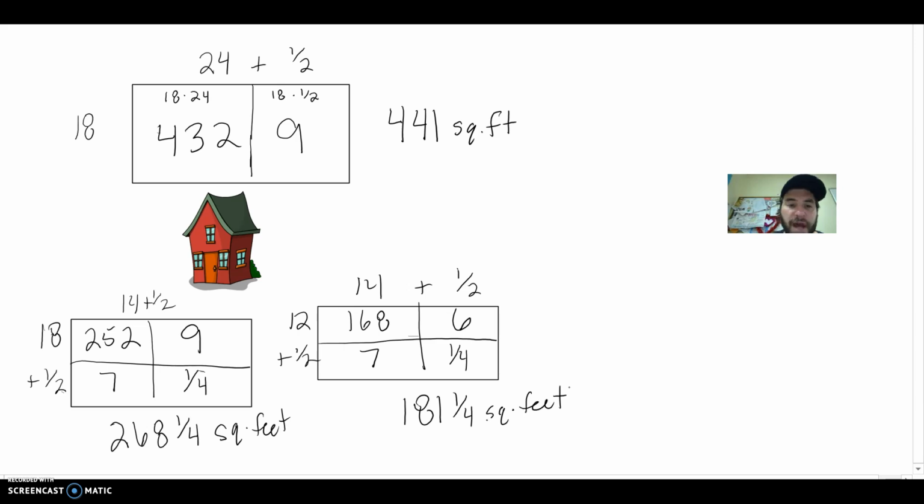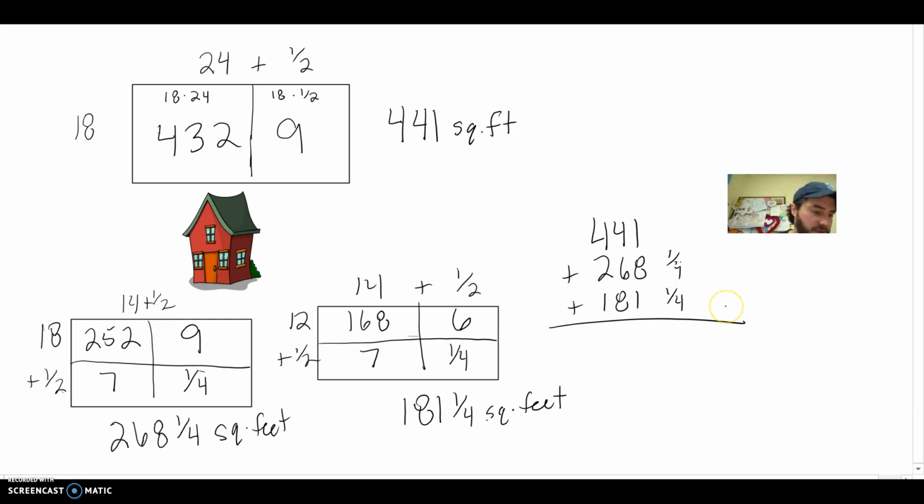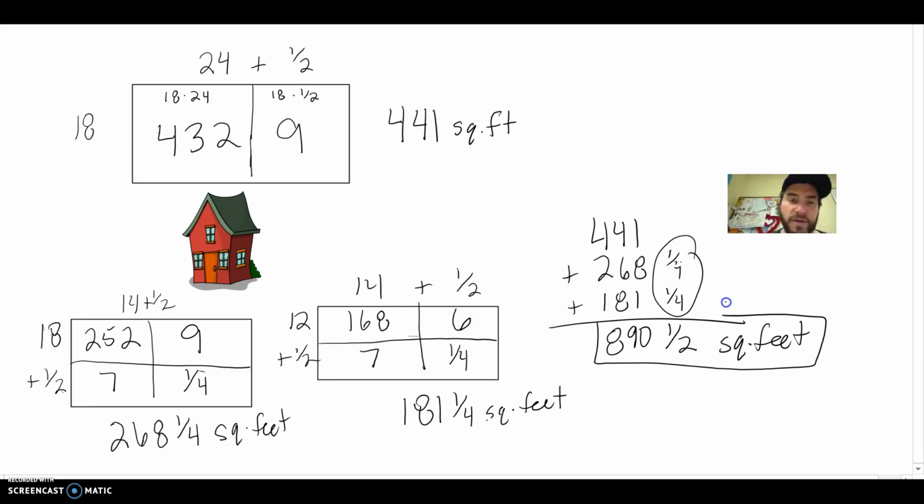To find your answer to the problem, you'd add up all of these square footages. So 441 plus 268 and a quarter plus 181 and a quarter. So that is 890. The 2 quarters make 1/2. So I've got 890 and 1/2 square feet of sod that she's going to need to redo her yard.